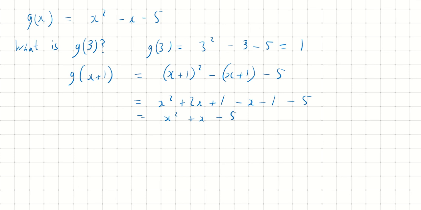Now notice that g(x plus 1), which we've worked out here, is x squared plus x minus 5. That is different to g(x) plus 1, which is just g(x), x squared minus x minus 5, plus 1. So x squared minus x minus 4. So it's here that g(x plus 1), all in brackets, is different to g(x) plus 1.